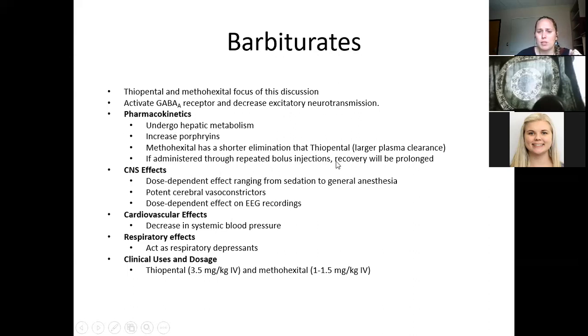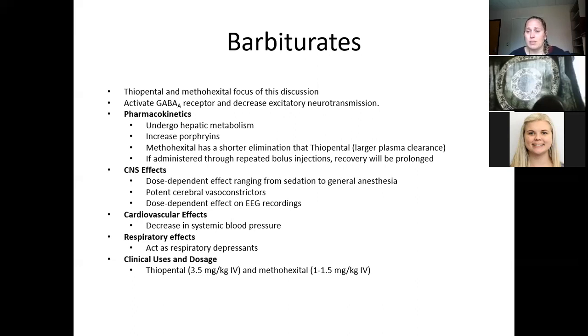If administered through repeated bolus injections, recovery would be prolonged as compared to propofol. And so essentially when we talk about barbiturates, the effect that they have is going to be dependent on the amount of barbiturates that you get. So at lower ends, you could just have sedation. At higher ends, it's going to have the general anesthesia effects that we're trying to achieve.